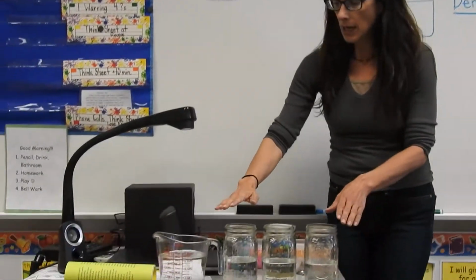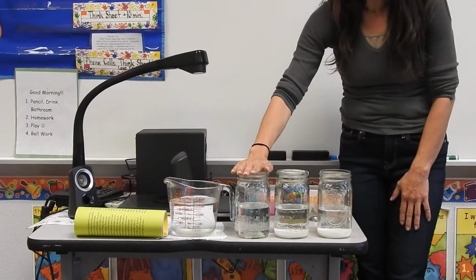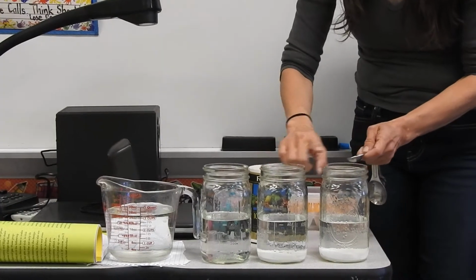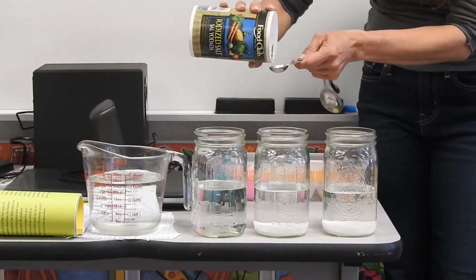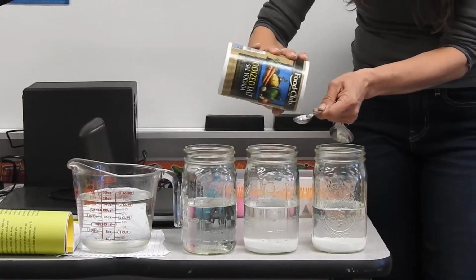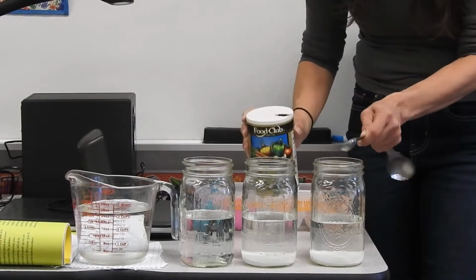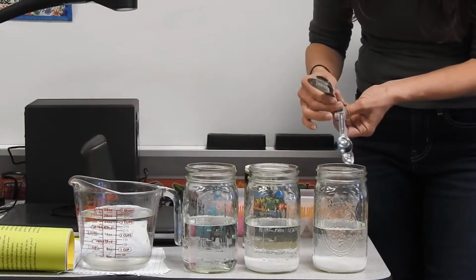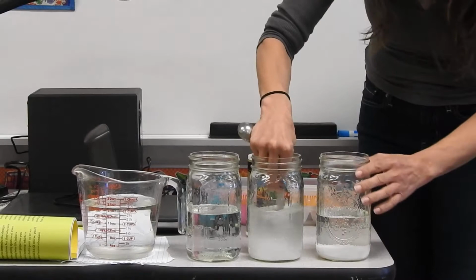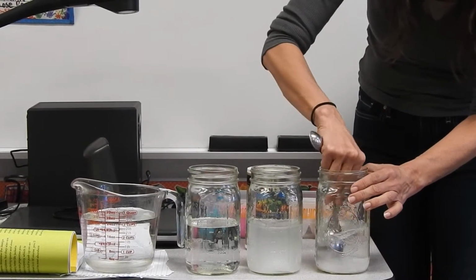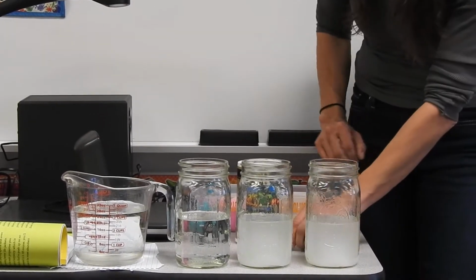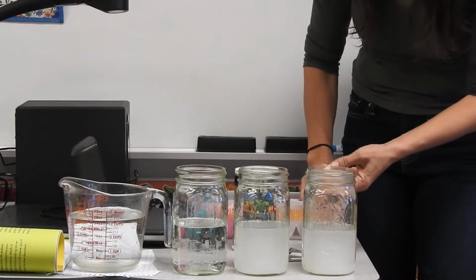So in our experiment, I have 1 jar of fresh water and 2 jars of salt water. I've already added some salt to these, but I want you to see me adding a teaspoon of salt to this one and a teaspoon of salt to this one. And then I'm going to stir it in. So you can do this at home. You want to make sure that you have the exact same amount of water in each of your clear glasses. Okay, and then I have 3 chicken eggs.